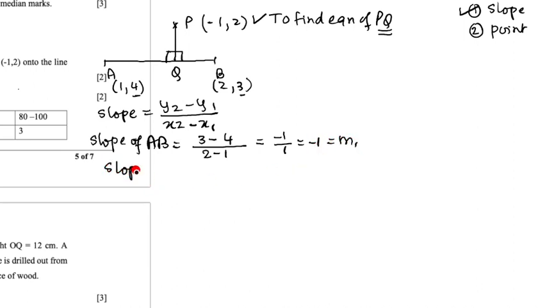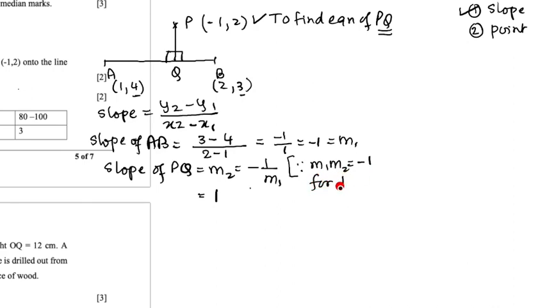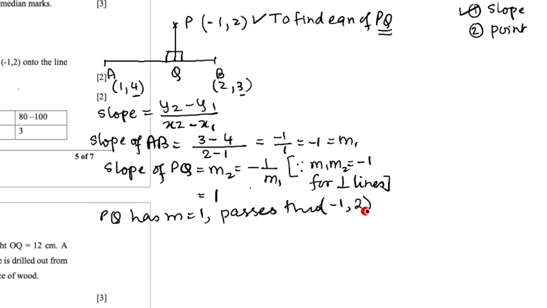Now slope of PQ, which we will call M2, will be equal to the minus reciprocal of this. The minus reciprocal of minus 1 is 1, and we write it over here, since M1 into M2, the product of slopes of perpendicular lines, is equal to minus 1. So now PQ has slope equal to 1 and it passes through P, which is minus 1 comma 2.